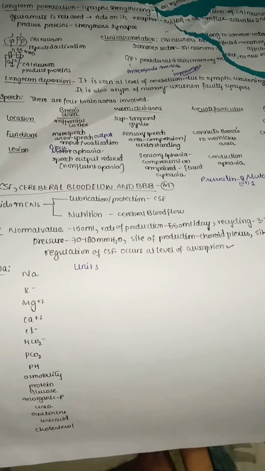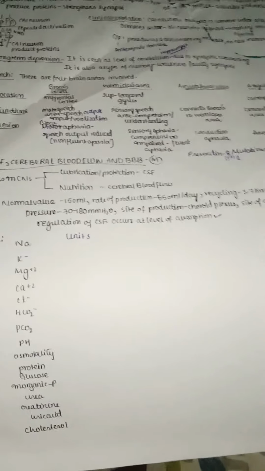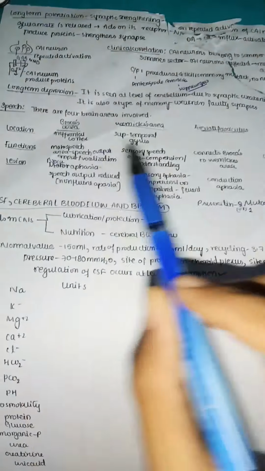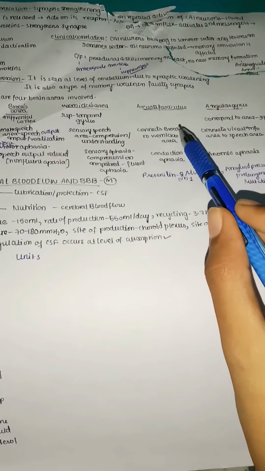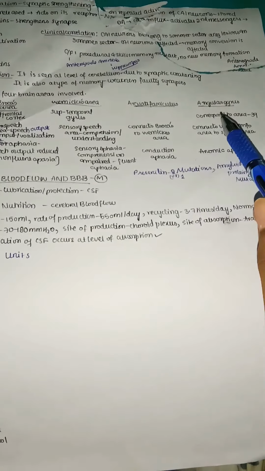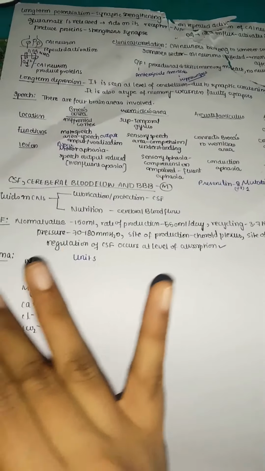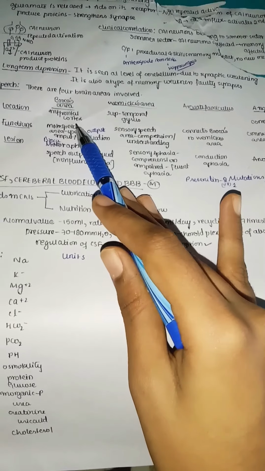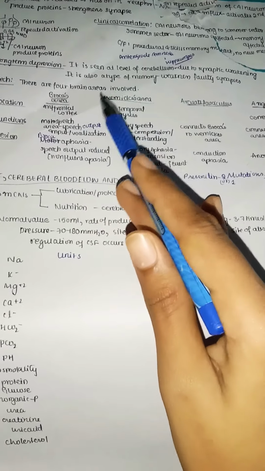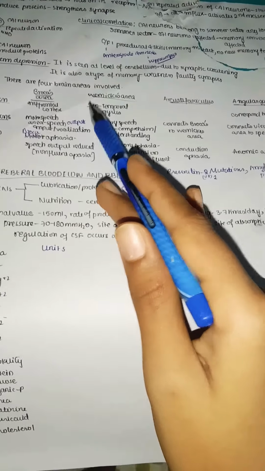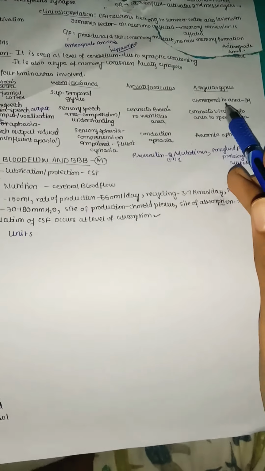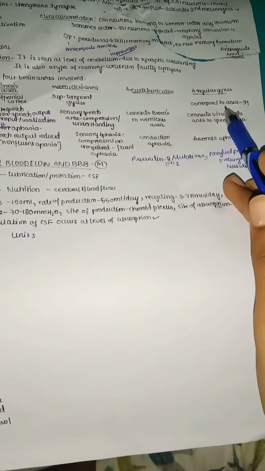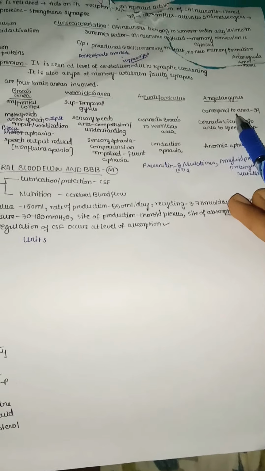So next let us see speech. There are 4 brain areas involved in speech. The first is Broca's area, next is Wernicke's area, next is arcuate fasciculus, and next is angular gyrus. So what happens in these 4 brain parts? Let us check out the location. Broca's area is in the inferior frontal cortex, Wernicke's area is in the superior temporal gyrus, and angular gyrus corresponds to Brodmann's area number 39.